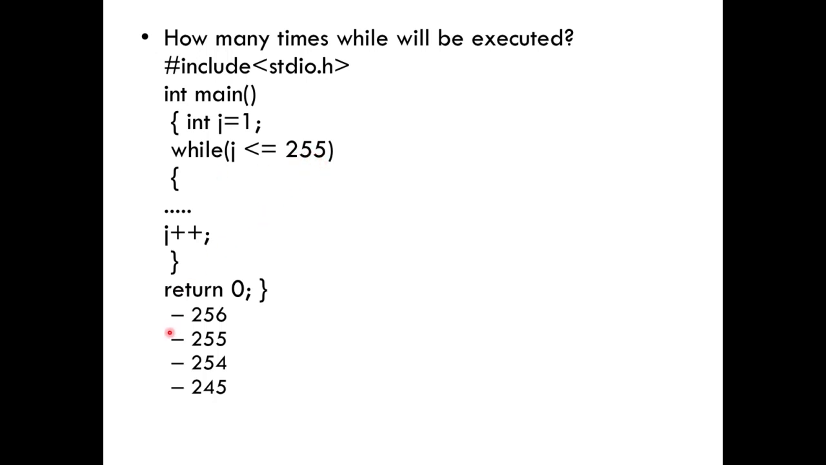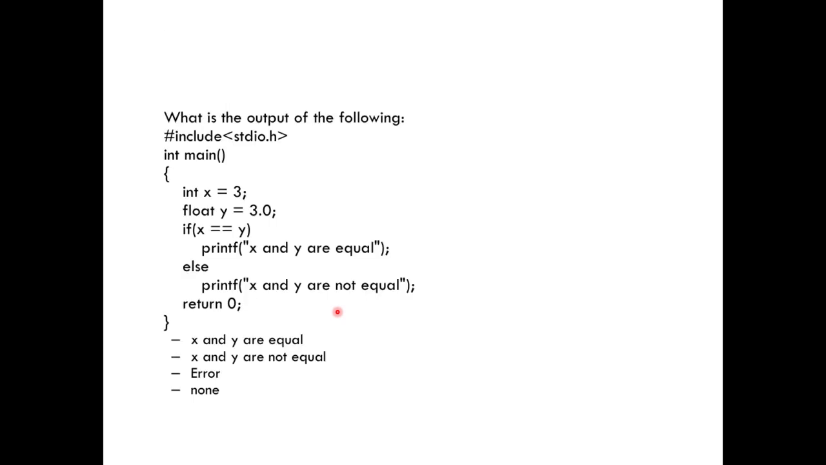So the right answer is which one? That is the second option. That is 255 times the while loop is being executed. Okay. So second one is the right answer. Now let us move to the next problem. So here you have a piece of code.